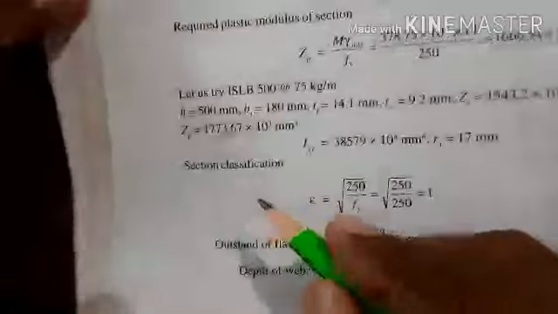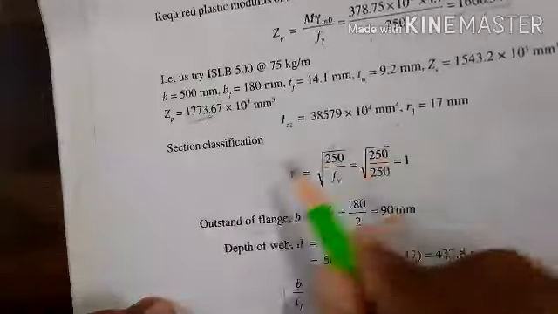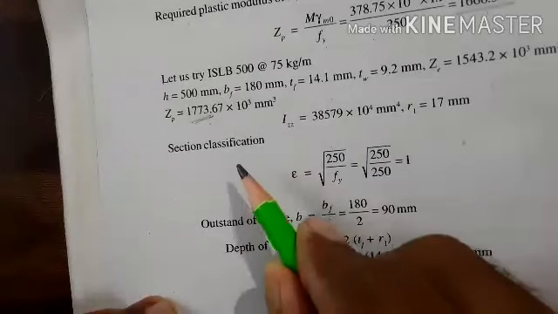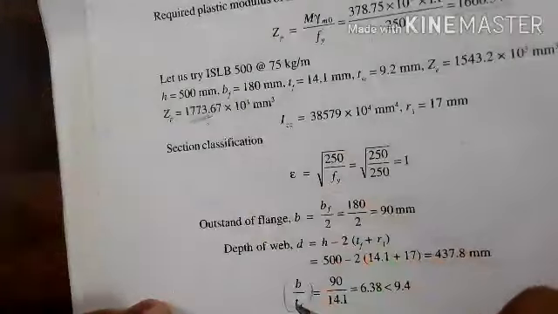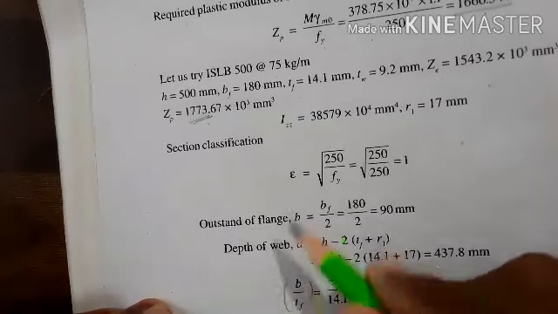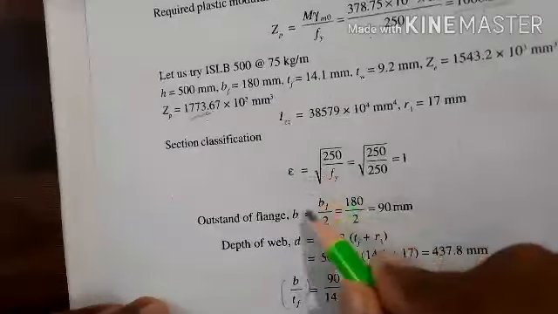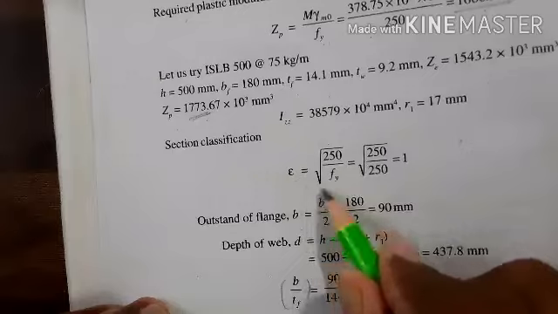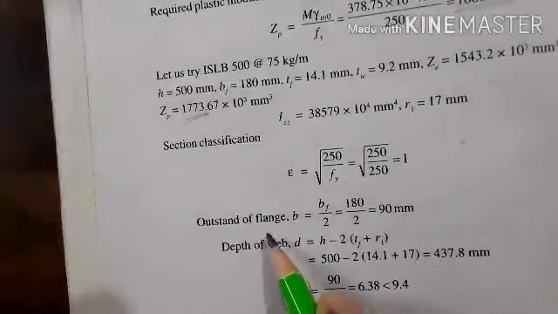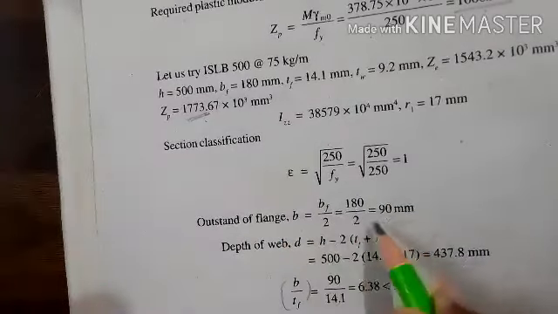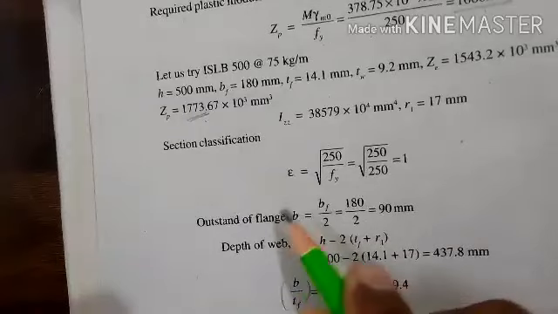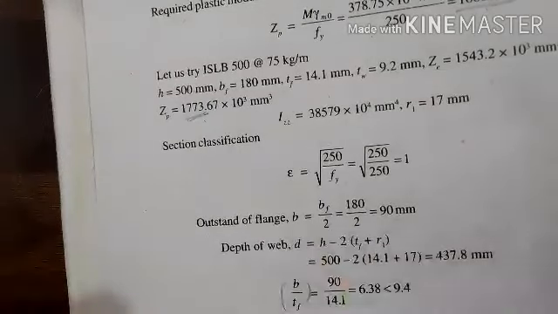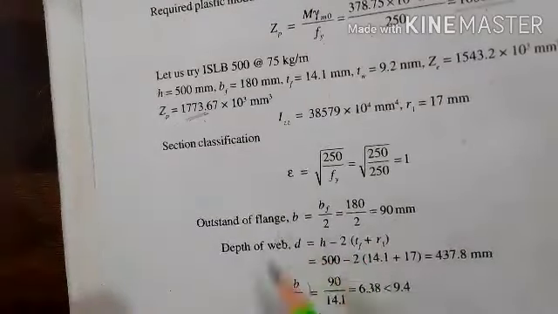Then next will be what? Section classification. Do the section classification based on the individual element ratios. As per the code, the value of epsilon will be 1. Then note the outstand flange width, and you know how to calculate the outstand flange width, and it is given in the code also how to take it.